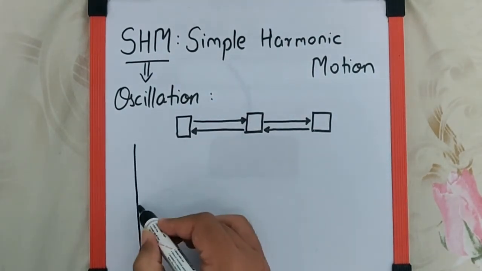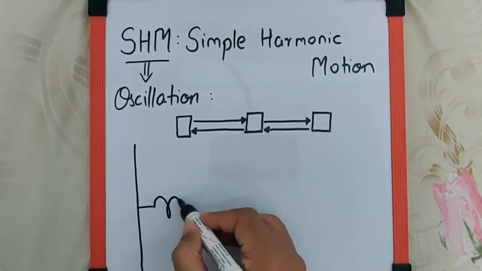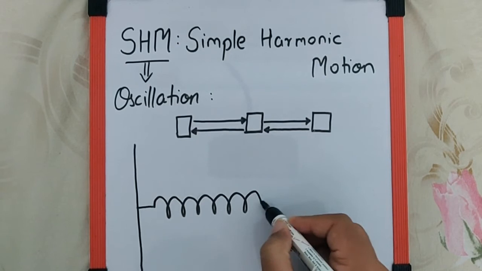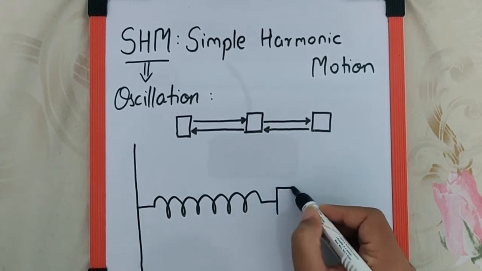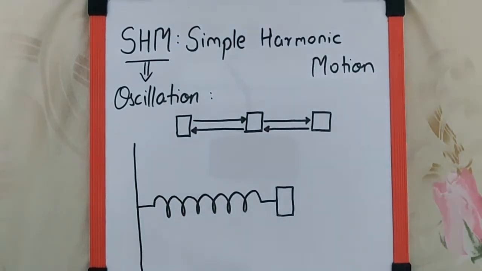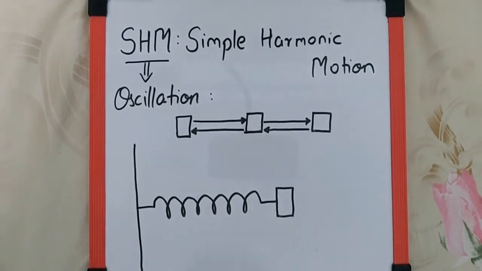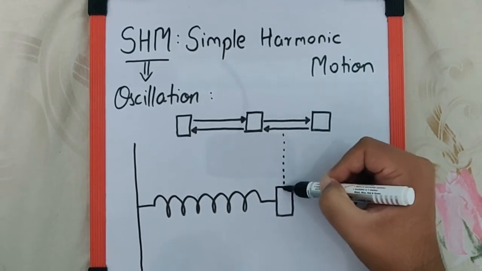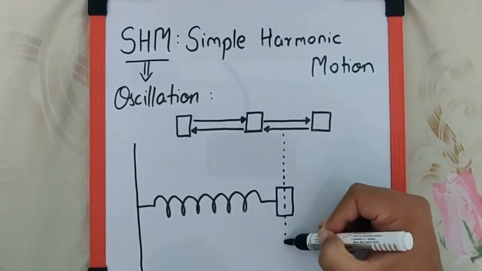Let's consider a spring initially placed like this, to which a block is attached. Now this is the natural position of the spring, which means the spring is not forced at all. Okay, so let's mark this position as the mean position of the block.